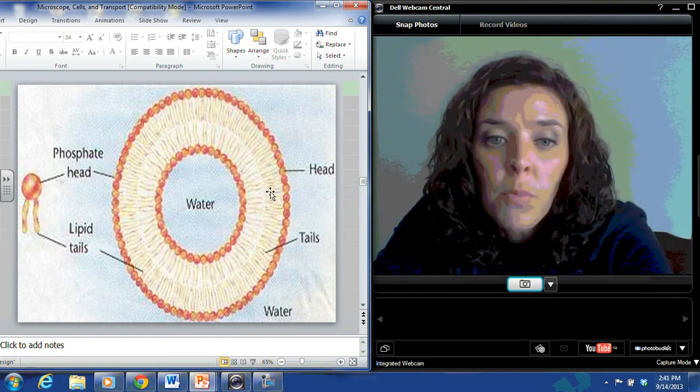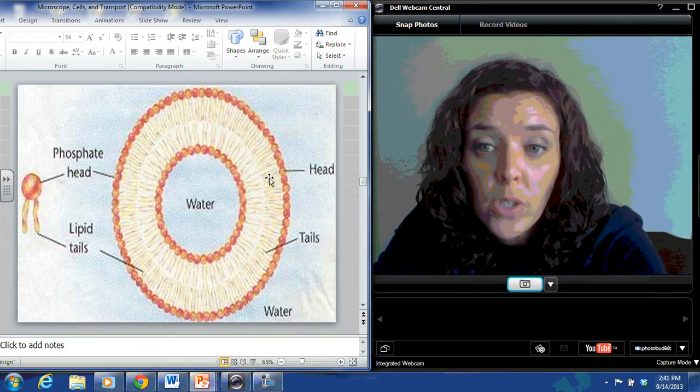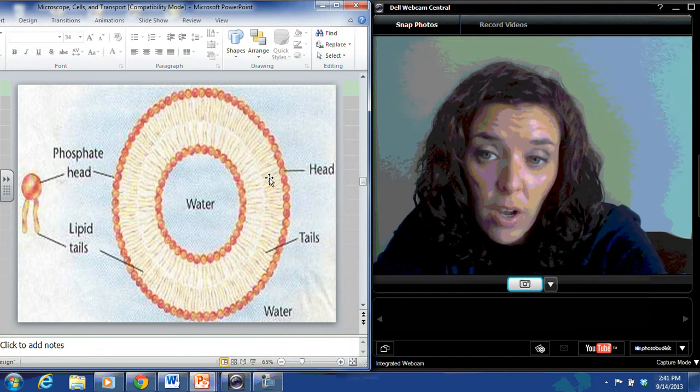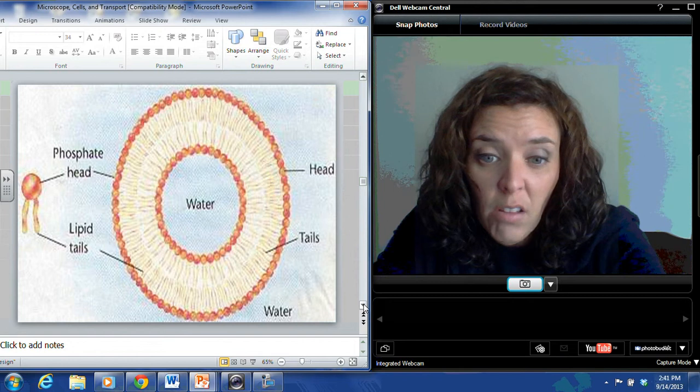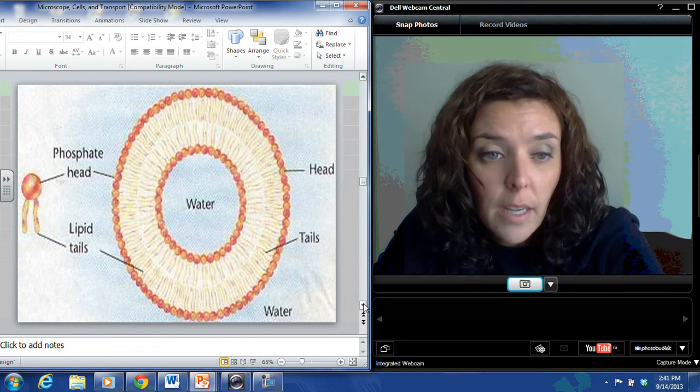Remember, if this membrane was made up of polar things, it would just dissolve and we wouldn't have cells, we wouldn't have membranes, we'd just be kind of a big glob of gunk, I guess.